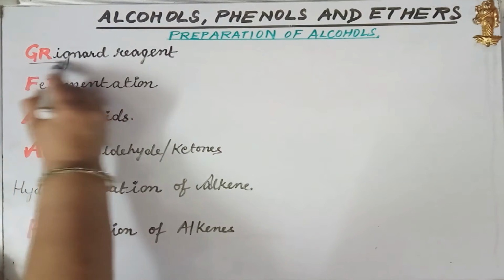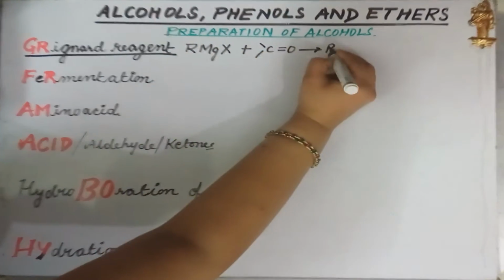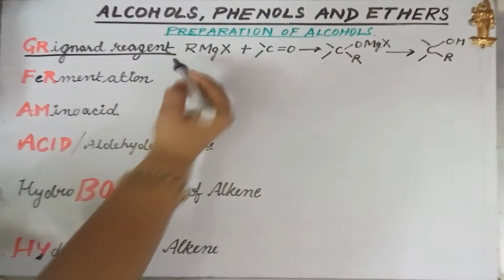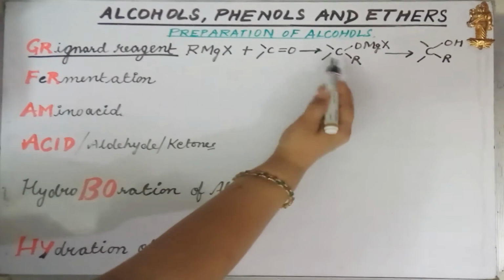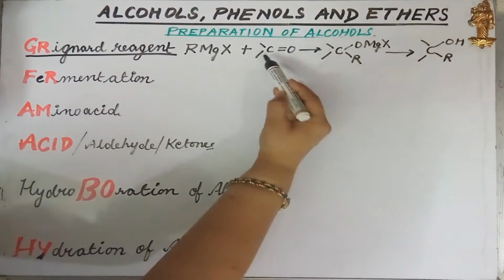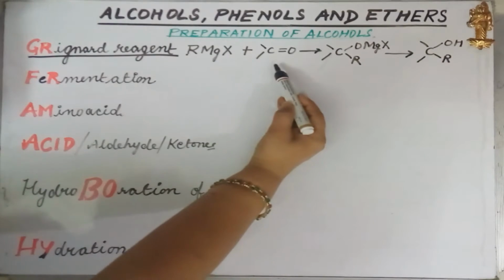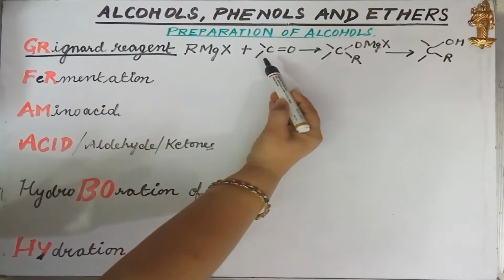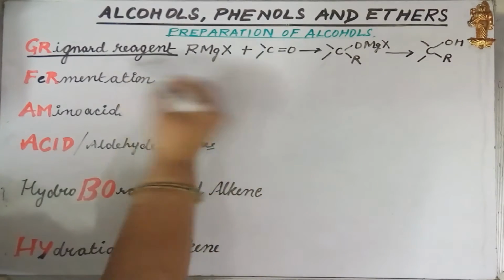Let us start with the first one, that is the Grignard reagent. Grignard reagent reacts with the carbonyl compounds to give an addition product. Now this addition product on further hydrolysis gives the alcohol. As you can see here, if we are taking formaldehyde, the alcohol will be primary. If we are taking any other aldehyde, the alcohol will be secondary. And if we are taking ketone, the alcohol formed will be the tertiary alcohol. So this is about Grignard reagent.